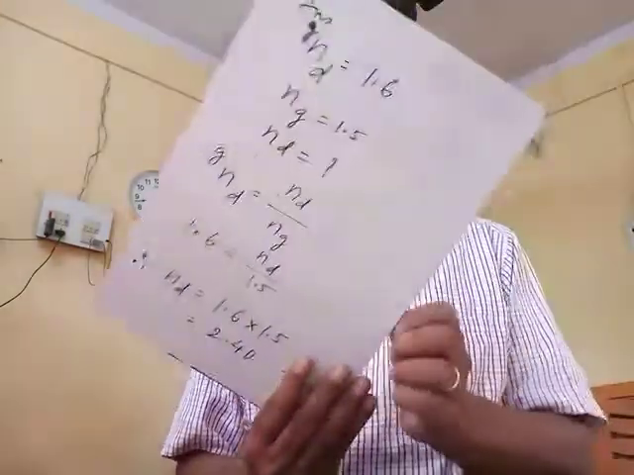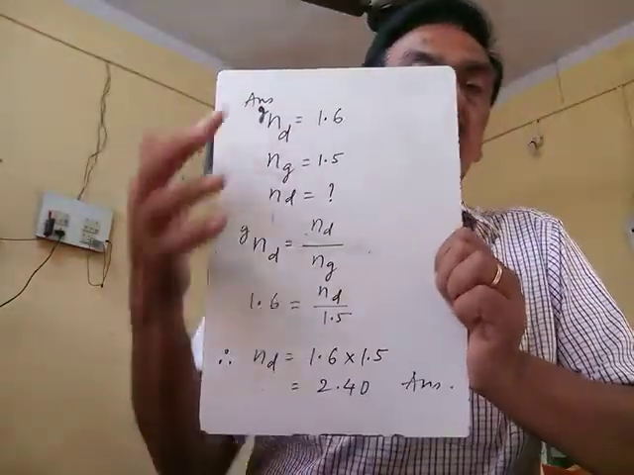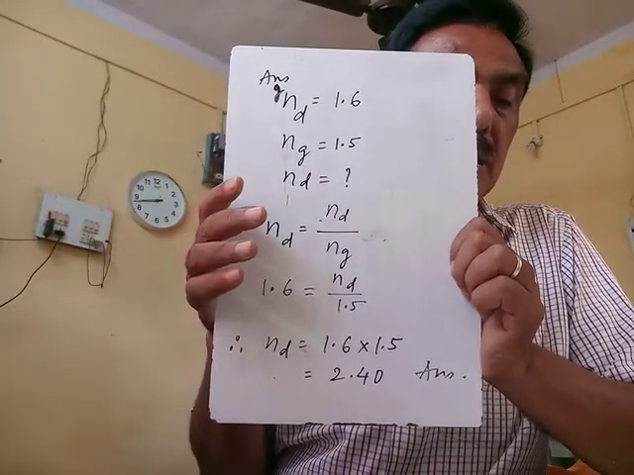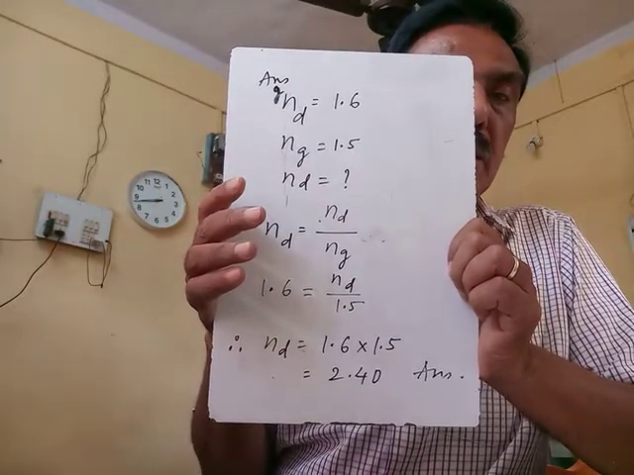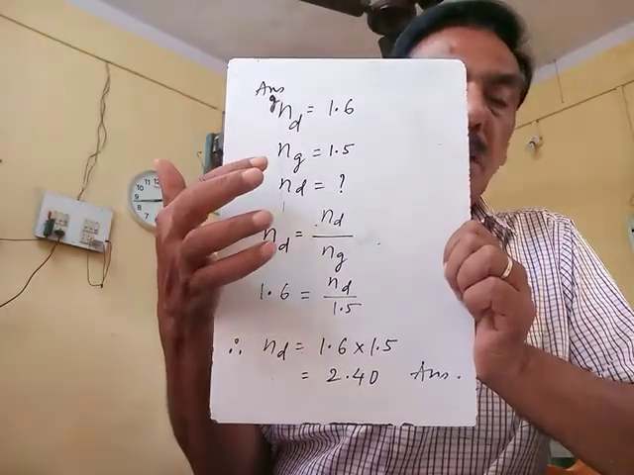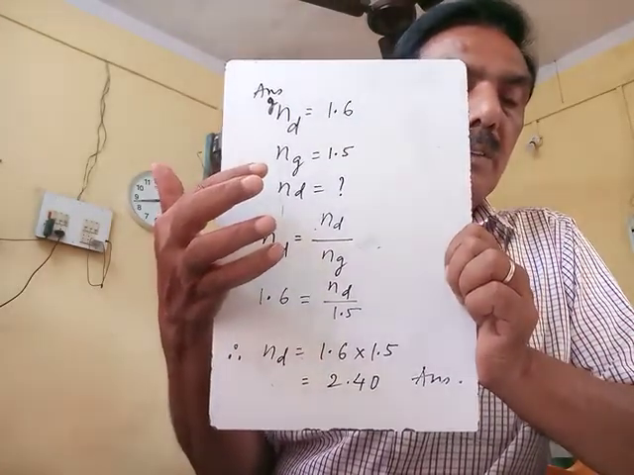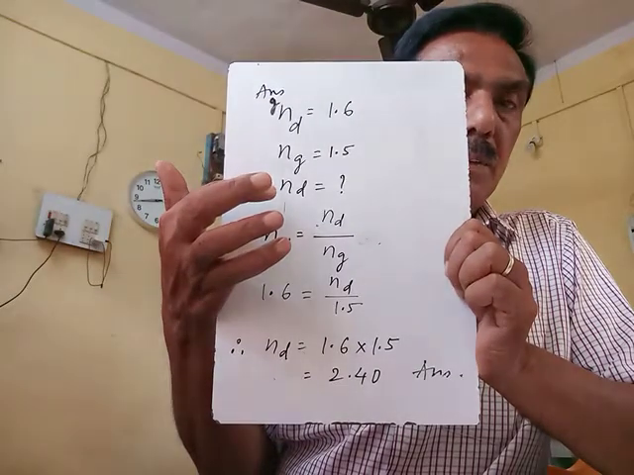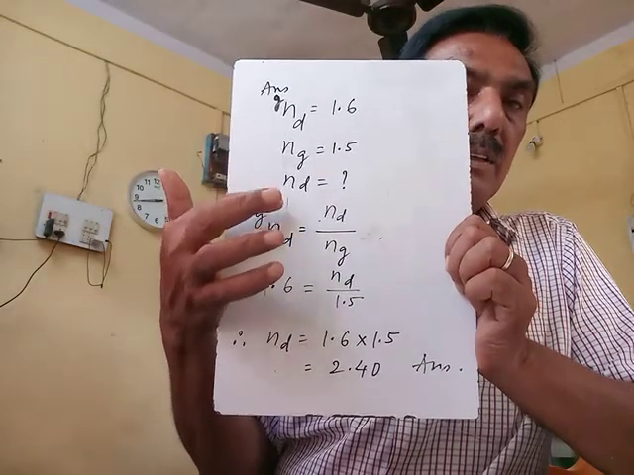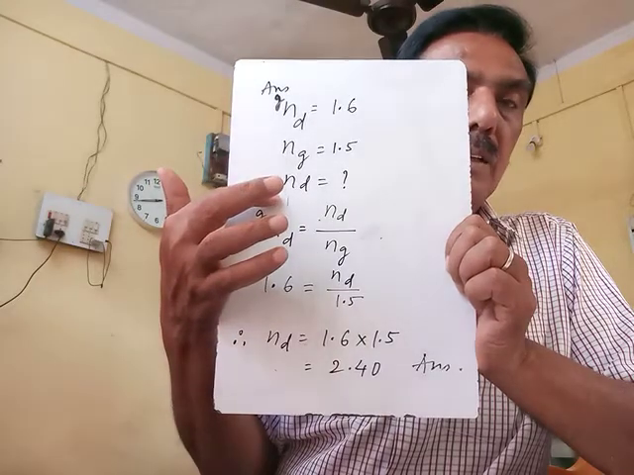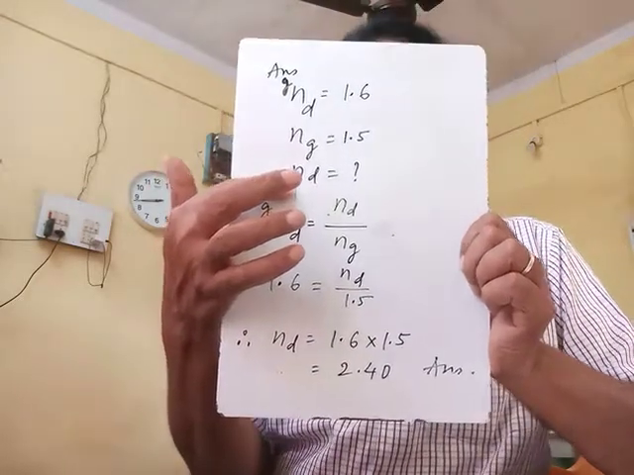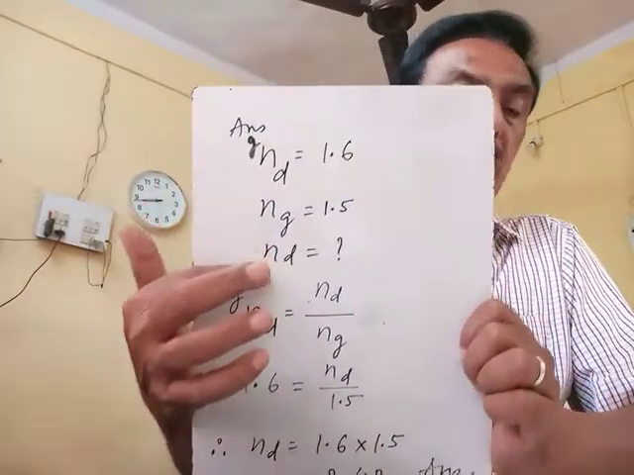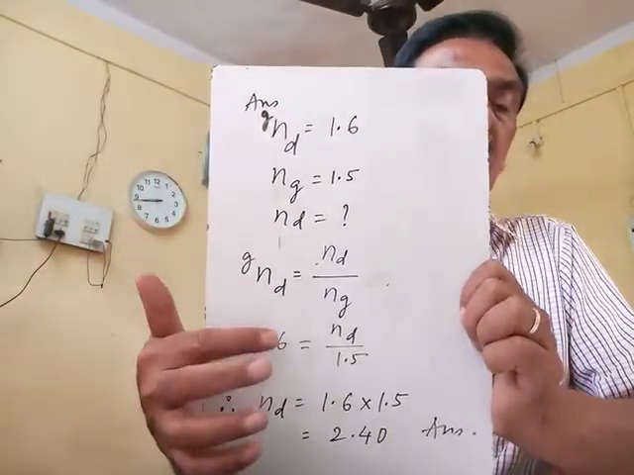See, this is the refractive index of glass with respect to diamond. It is given as 1.6. And second, we have been given the refractive index of glass, 1.5. To find the absolute refractive index of diamond, you have to find it. So now look at the solution here.